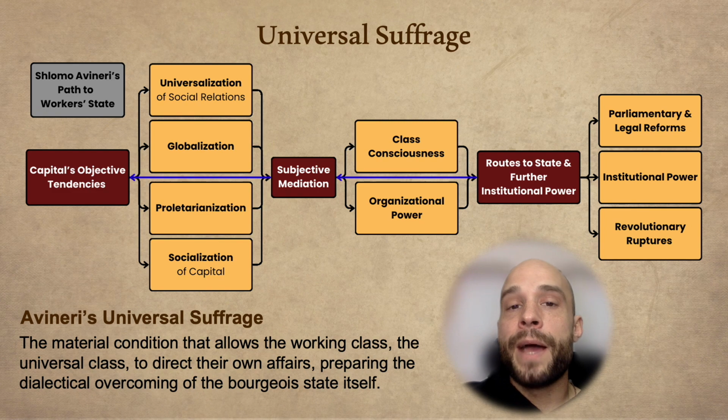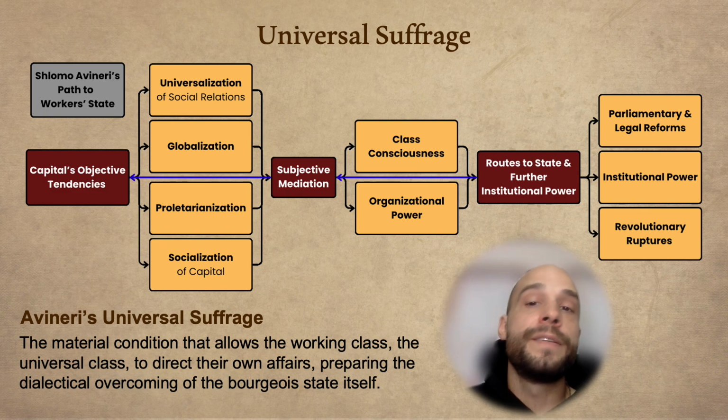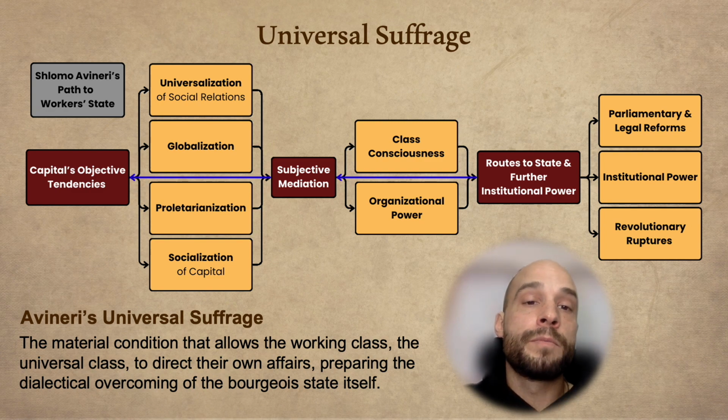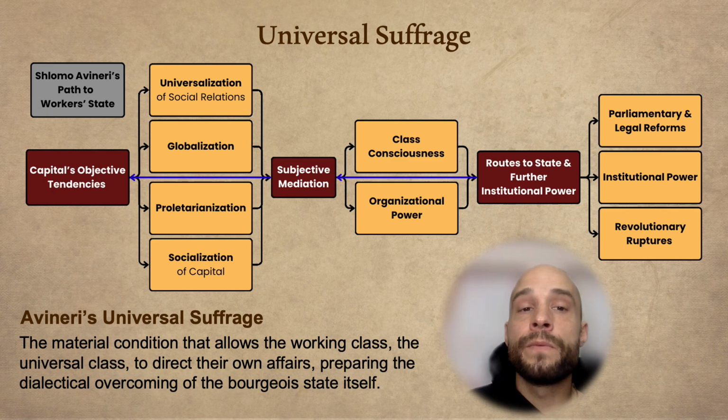With routes to state power, universal suffrage is essential for Route 1, parliamentary and legal reforms. It provides the formal mechanism through which the working class can achieve legal, economic, and social reforms that prepare the ground for a worker state. Without suffrage, parliamentary routes are blocked, and reforms cannot mediate capital effectively.